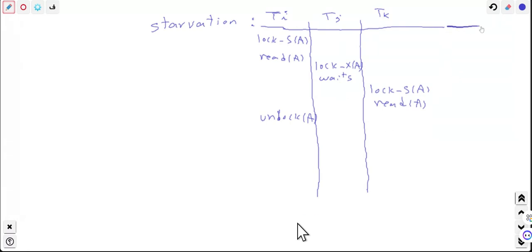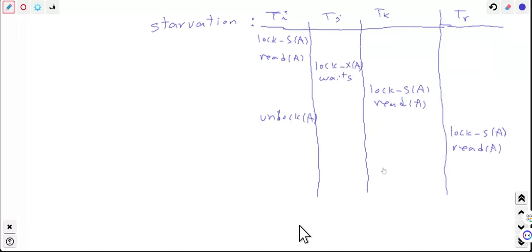Again, suppose there is another transaction, for example TR, and here TR comes and requests S on A. Again, this lock S is compatible with the previous lock S and is granted, and TR can get the lock and can read A.